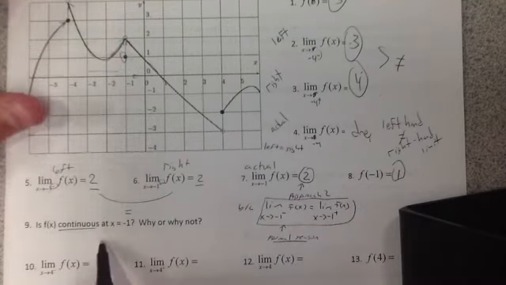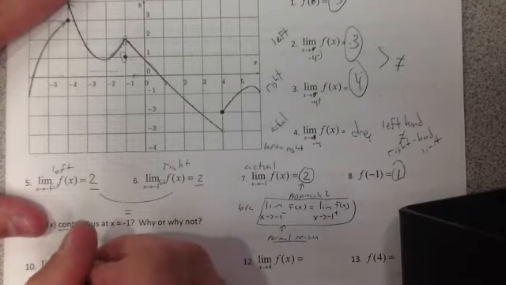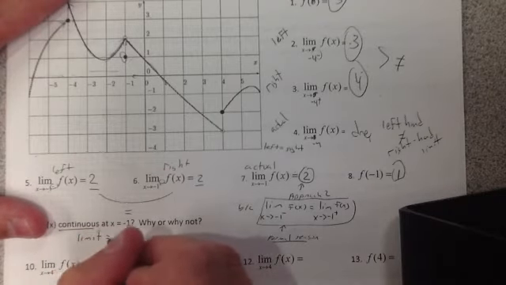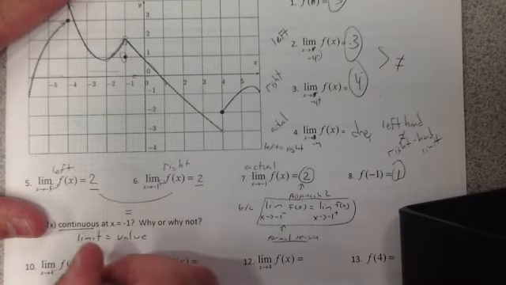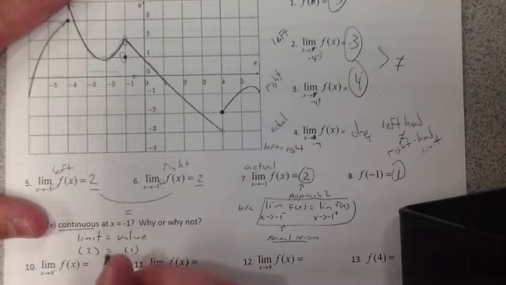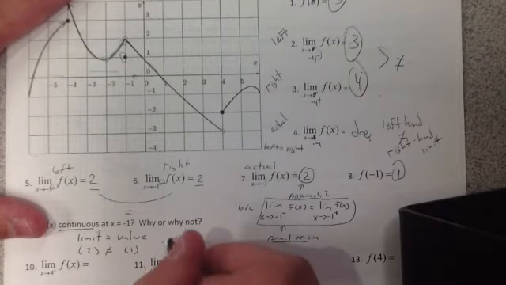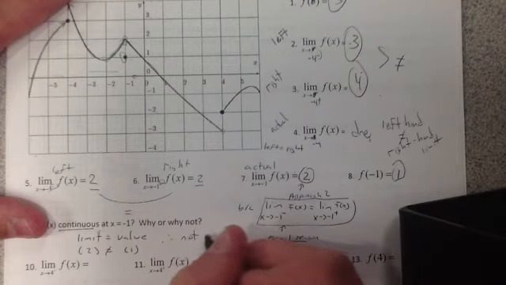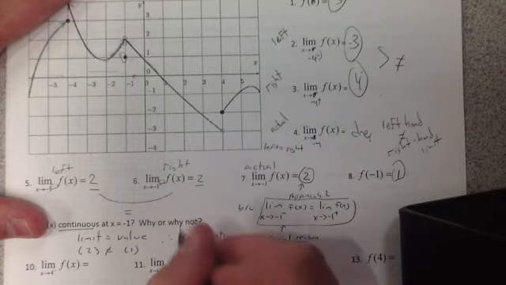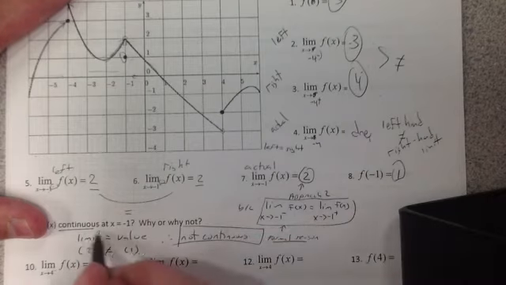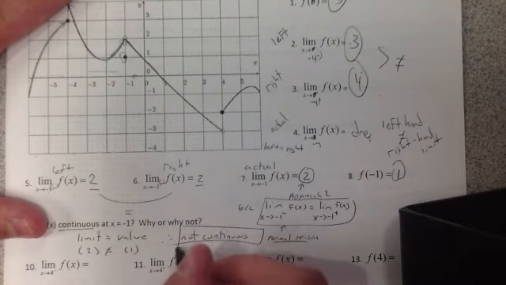But another more important thing that we say is that the limit must equal the value. And do they equal each other here? Here the limit is 2. The value is 1. So they're not equal. If they're not equal, therefore, we say it's not continuous. And the reason for that, the limit does not equal the value.